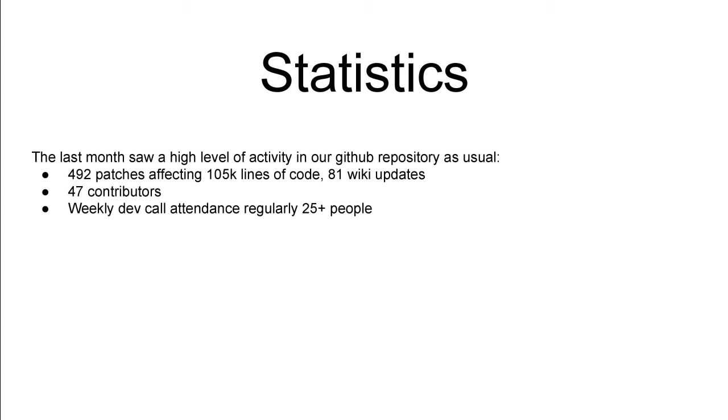Great. So we're on page 2, the stats, and quite a lot of activity in the last month. 492 patches affecting 105,000 lines of code. It's a little misleading though, because more than 2/3 of those lines of code were removing lines of code rather than adding them. We had a lot of stuff removed in the last month. Also 81 wiki updates, and a total of 47 people contributed to code and wiki.